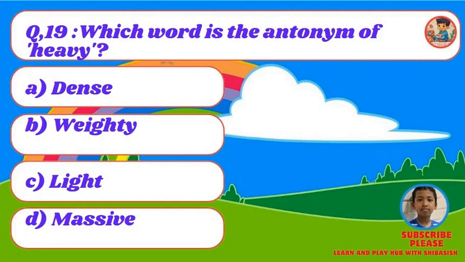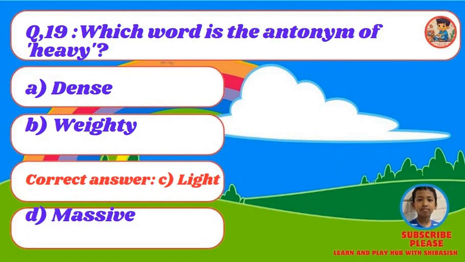Question 19. Which word is an antonym of heavy? Option A, dense. Option B, wide. Option C, light. Option D, massive. The correct answer is option C, light.